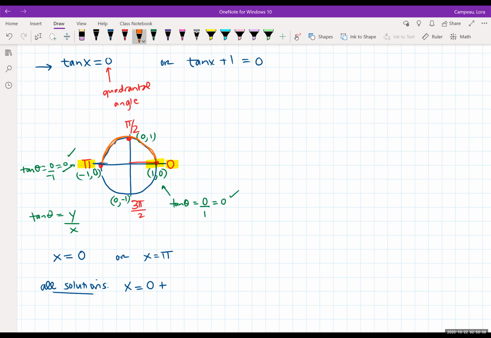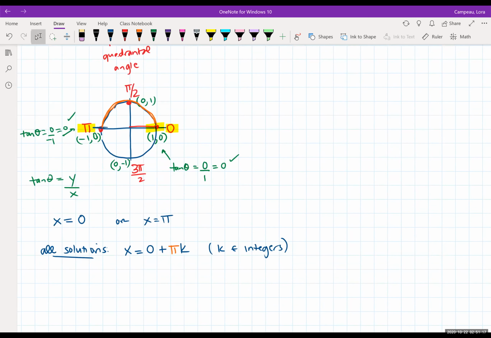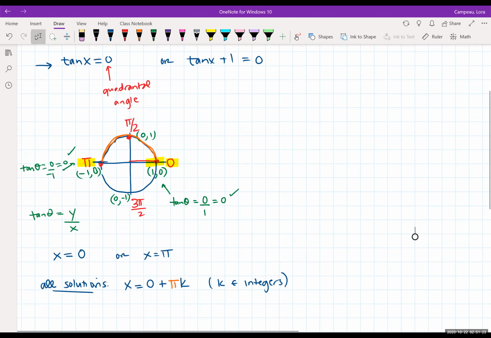So what we like to look at is 0 plus pi times k, and k is standing for the integer. So k is an element of the integers. And if we plug in all the integer values of k, we will get all the solutions. So this would be a good opportunity to double check your domain.